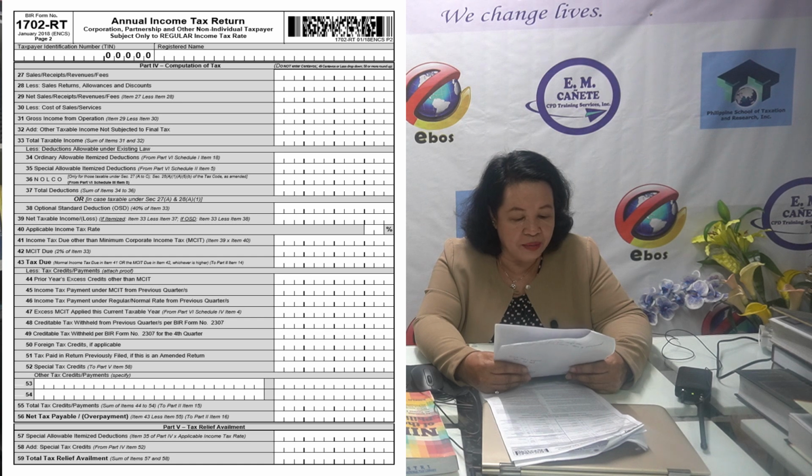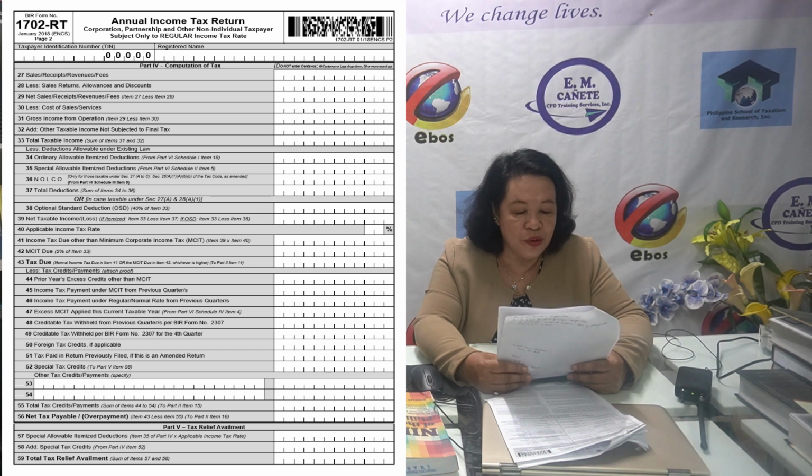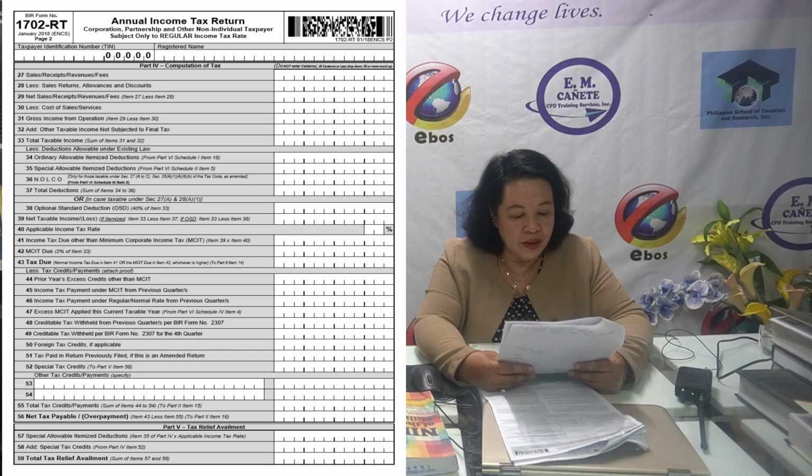Line number 35, we have special allowable itemized deductions, and line number 36, we have NOLCO, or the net operating loss carryover. So we have now the total deductions under line number 37, in case taxable under section 27A, which is the domestic corporation, and 28 is the resident foreign corporations, or number 38, the optional standard deduction, which is 40% of the income. Line number 39, we have net taxable income or loss.